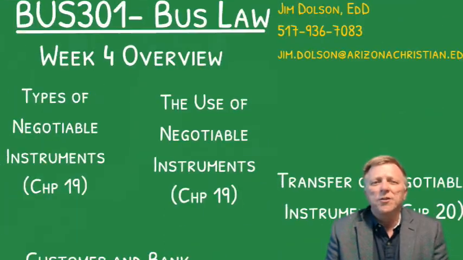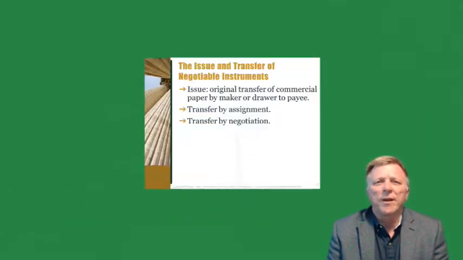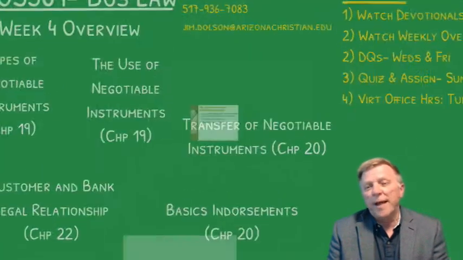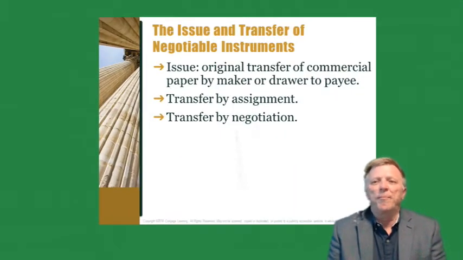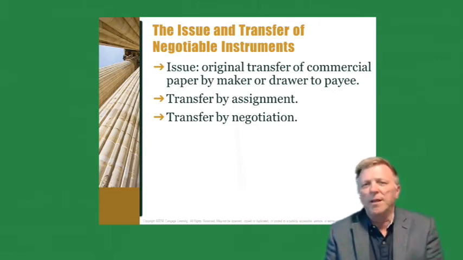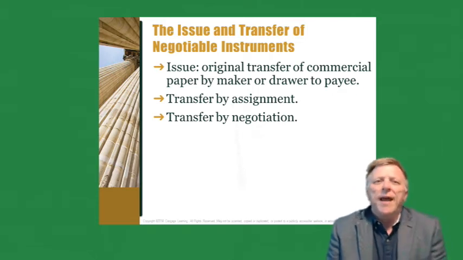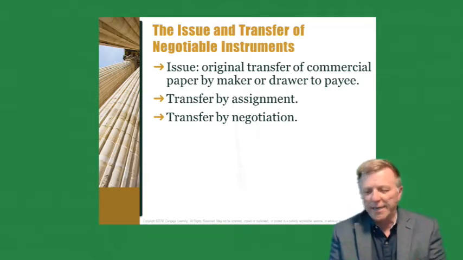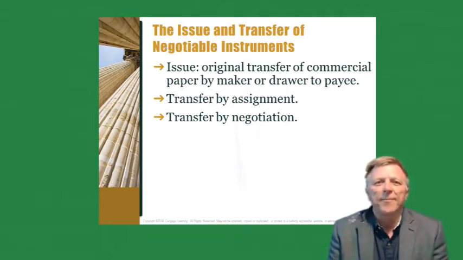How do those instruments get moved around, transferred around? There's transfer by assignment, where you basically give someone the negotiable note, the instrument. And then there's transfer by negotiation. By negotiation, it's not like you haggle back and forth. It's not that kind of a thing. We'll talk about that in a second.